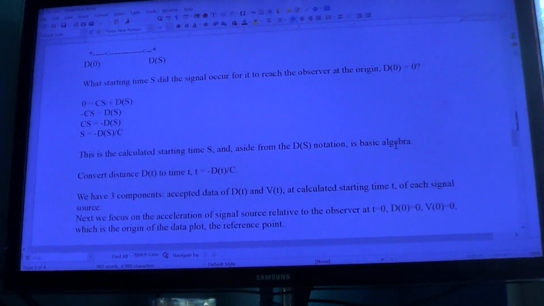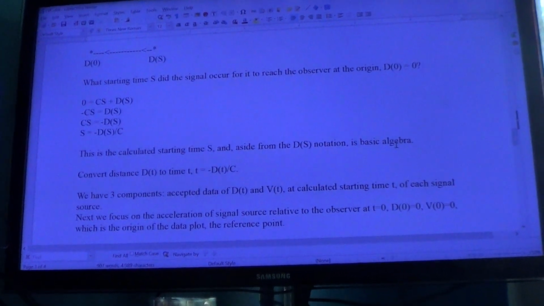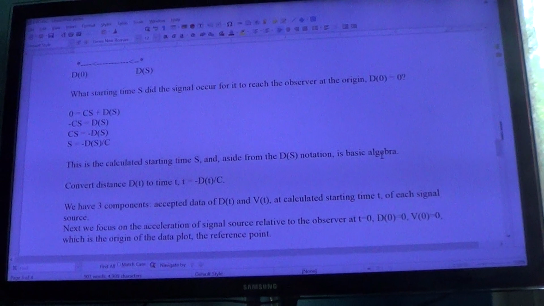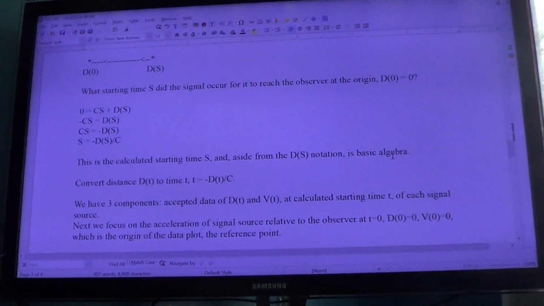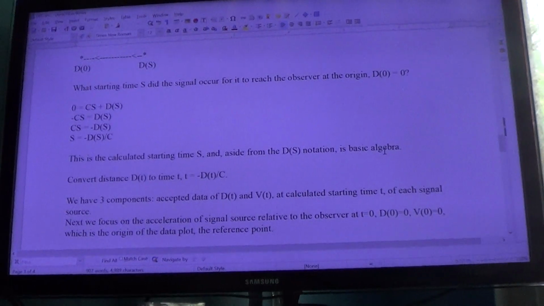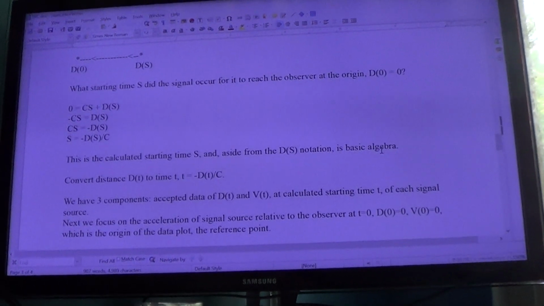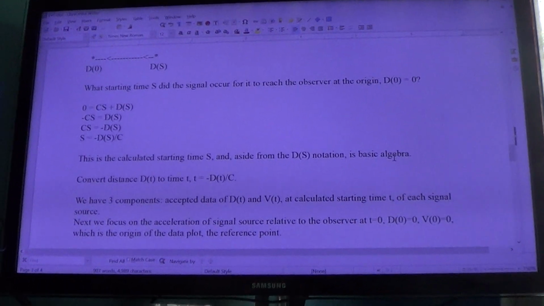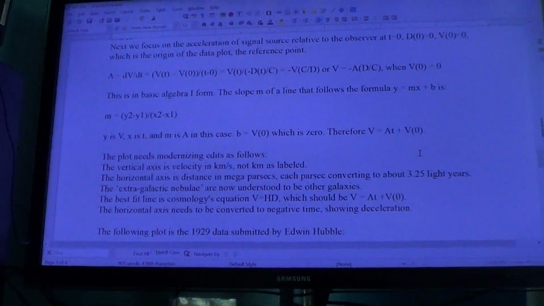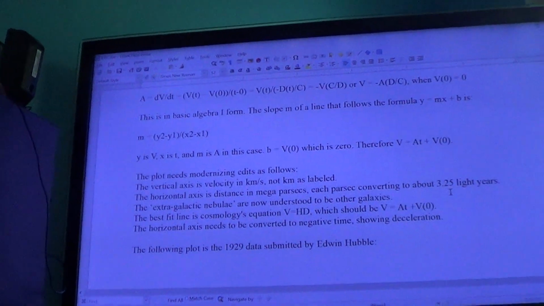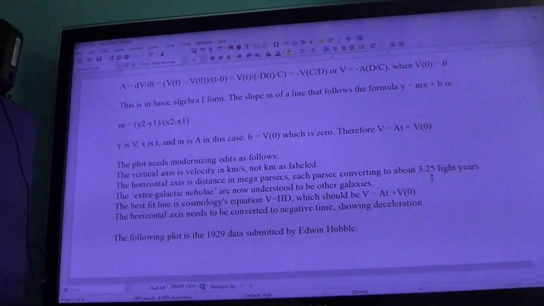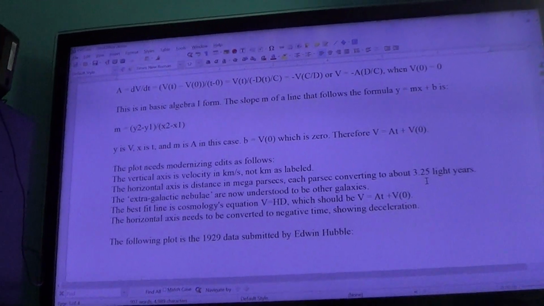We have three components: accepted data of d(t) and v(t) at a calculated starting time t of each signal source. Next, we focus on the acceleration of the signal source, not the signal, relative to the observer at t = 0, d(0) = 0, and v(0) = 0. That's the velocity at time 0, which is the origin at the data plot, the reference point. I have some ugly equations there. Acceleration equals dv/dt, which is the same thing as (v(t) − v₀)/(t − 0). In that calculation, you can read that.